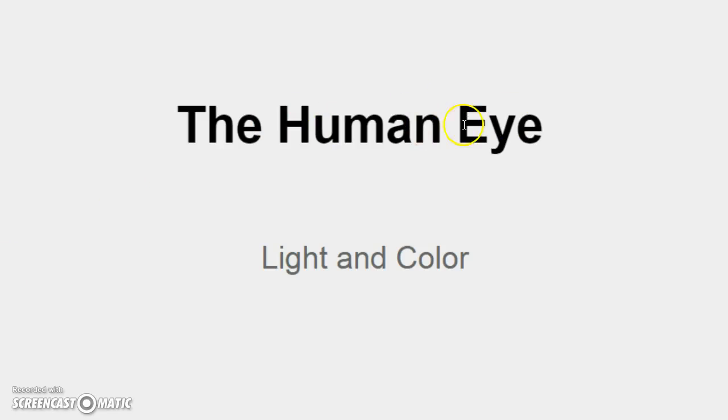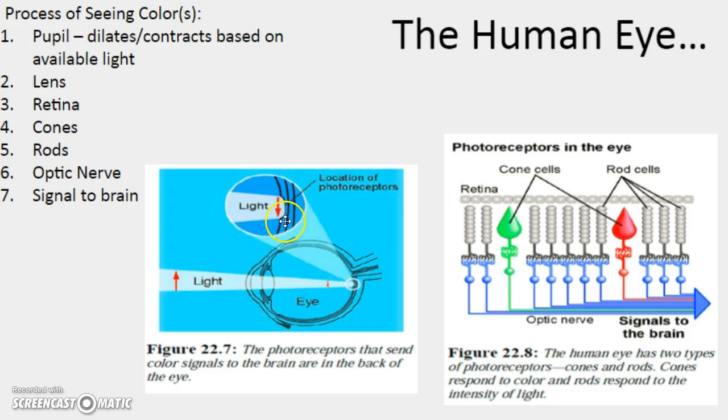Alright, this lecture is going to be on the human eye, how and why we see light and color. We'll start off by looking at the eye itself, the process of seeing color within the human eye. We'll start off with the pupil.